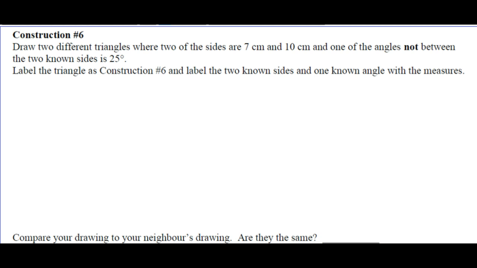Okay, one last one. Draw two different triangles where two of the sides are 7 centimeters and 10 centimeters, and one of the angles not between the two known sides is 25 degrees. In other words, don't draw a 10 and then a 25-degree angle, so we're not doing that, right? You want a 10 and you want a 7, and you need the 25-degree angle somewhere else. So draw a 10, put a 25-degree angle here, draw the 7, and finish off the triangle, right? And see if you can draw two different ones.